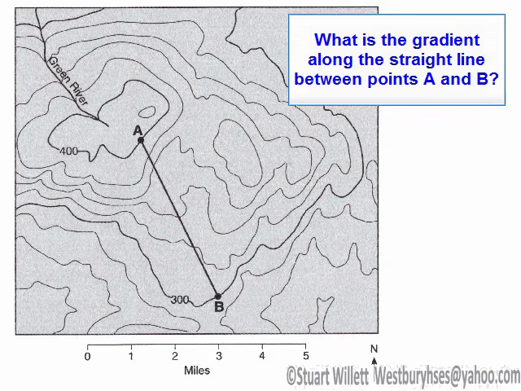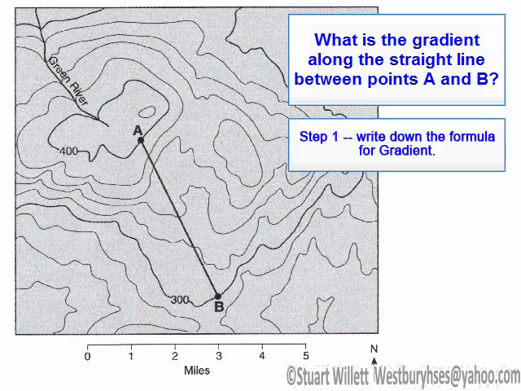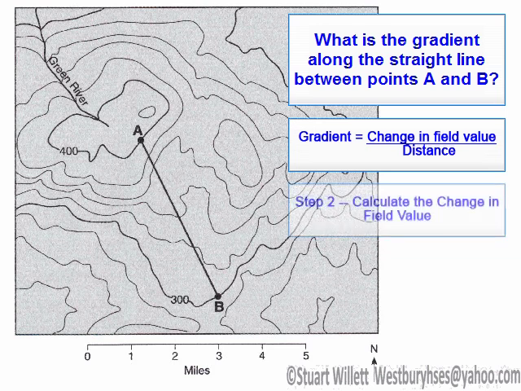Okay, let's take a look at a regions question right here. What is the gradient along the straight line between points A and B? Well, step 1, write down the formula for gradient. Gradient equals the change in field value divided by the distance. Step 2, calculate the change in field value.